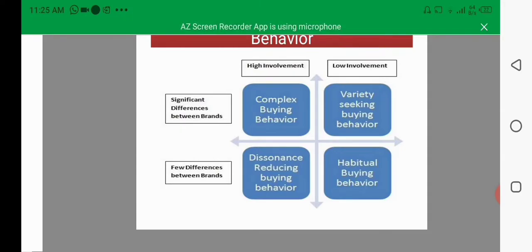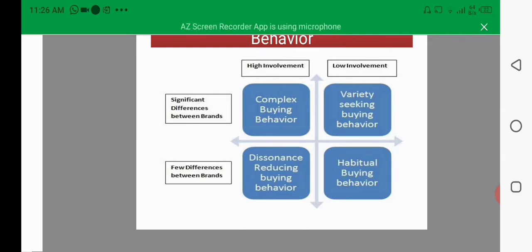So as we were discussing, there are four types of buying behavior. Complex buying behavior is the behavior in accordance with when consumers are buying an expensive product. Habitual buying behavior is when a consumer has low involvement in the purchase decision. In this case, the consumer perceives only a few significant differences between brands.